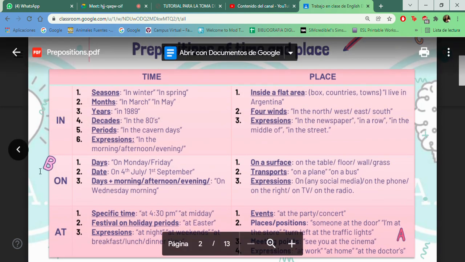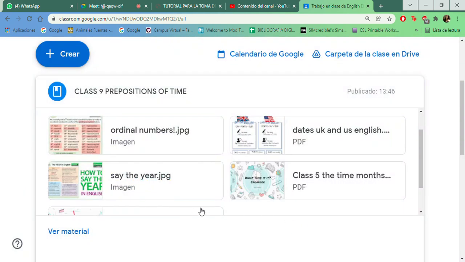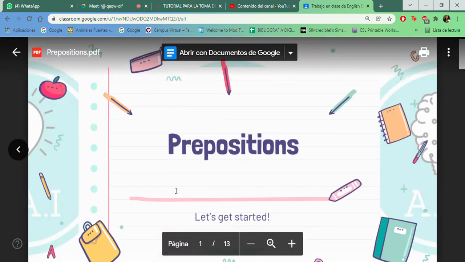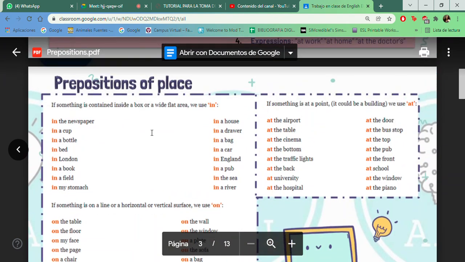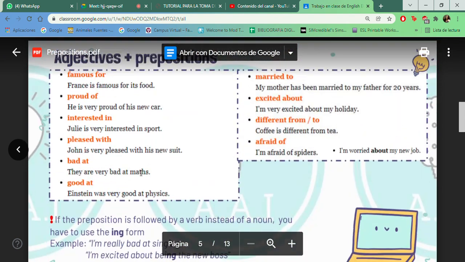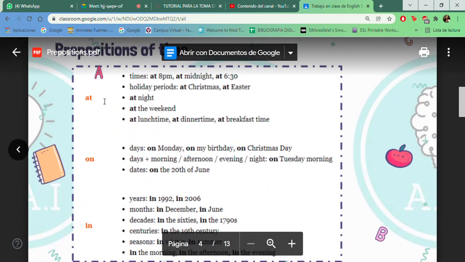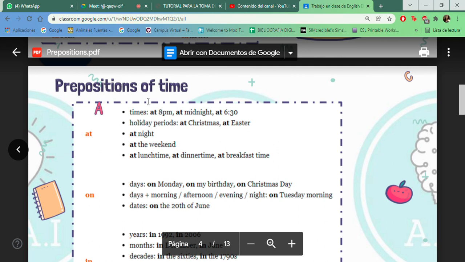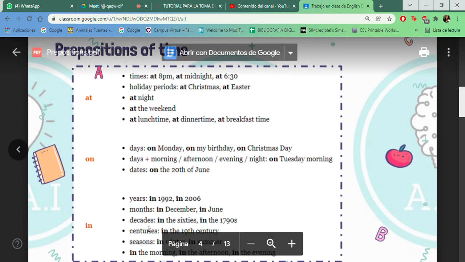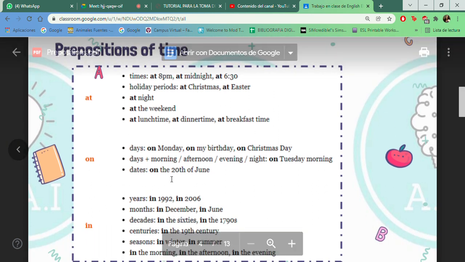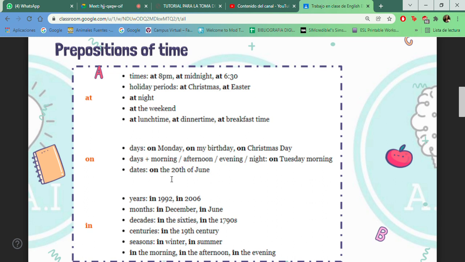So let's practice a little bit. You'd like to practice? Because I don't want you to teach, in this case, adjective plus preposition, because it's a lot of things. We can talk about this. This is another illustration with the same explanation. With at we use times. Holiday periods, at Christmas or at Easter.